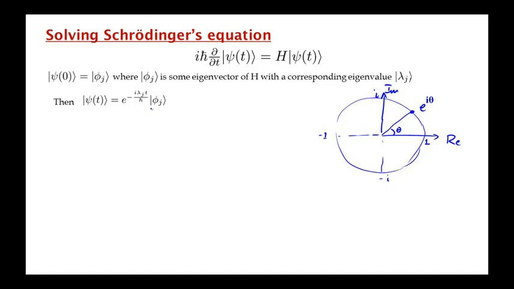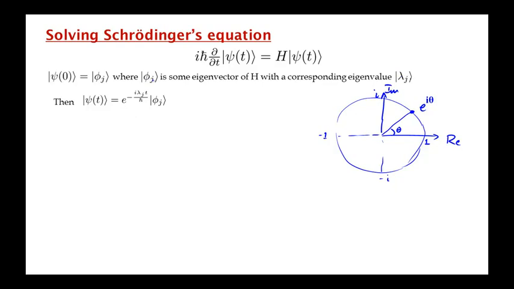So what is this telling us? It's telling us that if you start off in an eigenstate of H, then the state evolves by just a change of phase. The overall phase in front of this state changes, but that's all that happens, and the phase rotates at a rate that's proportional to the energy. So the higher the energy, the quicker the phase rotates. The lower the energy, the slower it rotates. Okay, so now how do we see this?